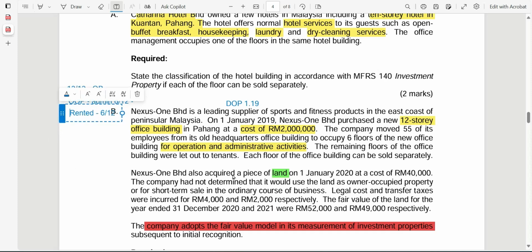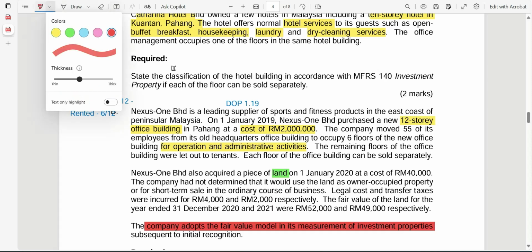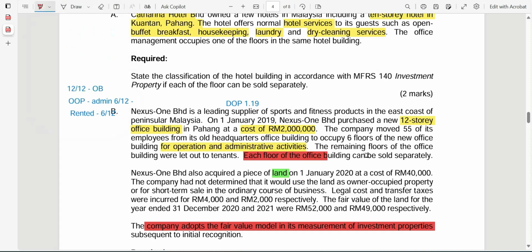However, you need to read further what was given. If the floors can be sold separately, you can account for the portion that is being rented as IP, and you can also account for the portion that was occupied for the admin activities as PPE. So this is one important sentence given here. I put it in red: you're informed each floor of the building can be sold separately.